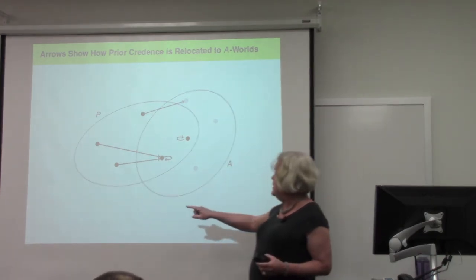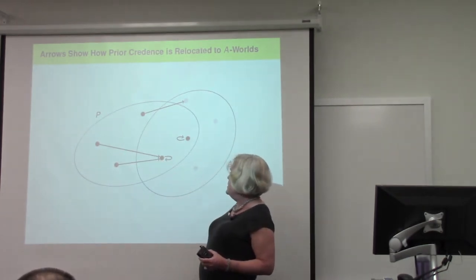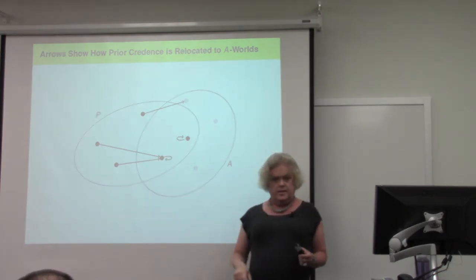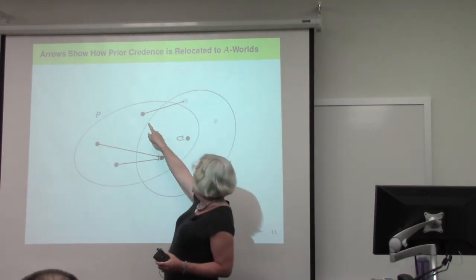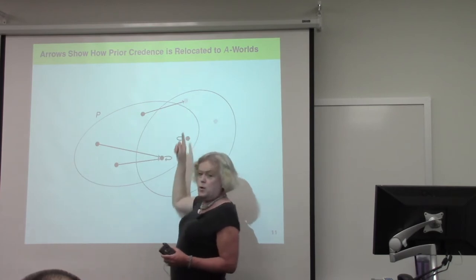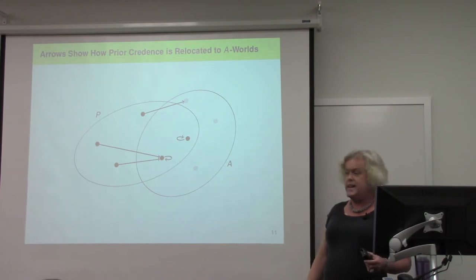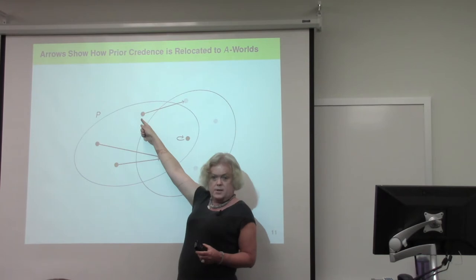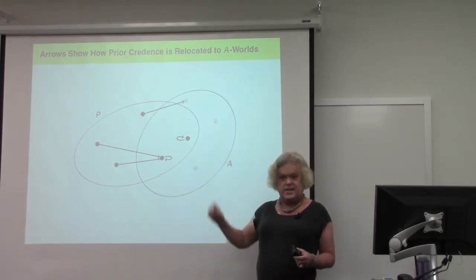So for example, these two worlds are going to have their probability reassigned to this one. The two worlds at which A is already true, we're going to leave the probability fixed. And here's the interesting thing. This world here is going to reassign probability to an A world that previously had zero probability. Why is that? Because in a sense, this world is closest to this one. What does closest mean here? Well, in the diagram, it just means distance on the screen, right?